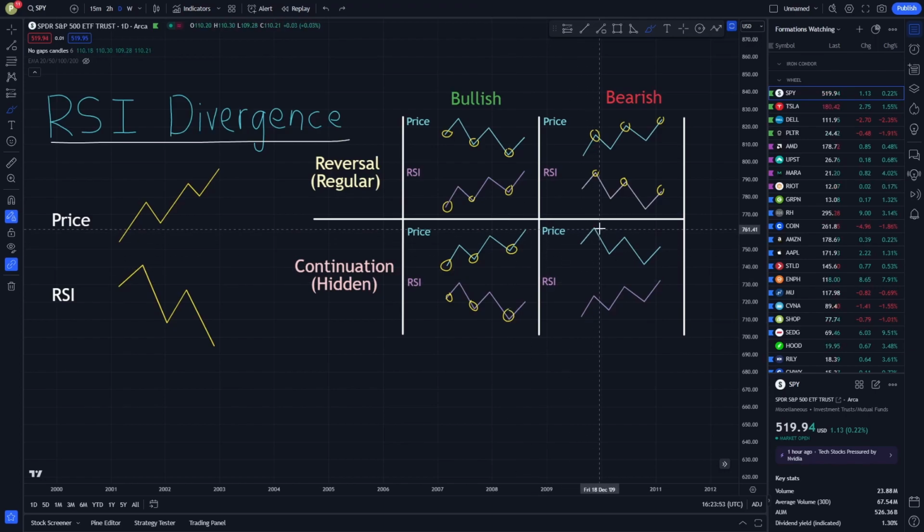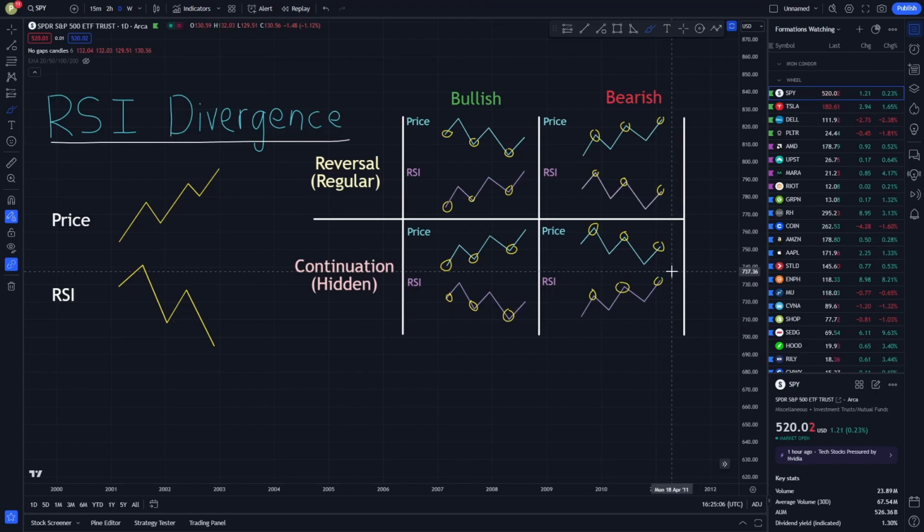A bearish continuation divergence is the opposite, when price is making lower highs while RSI is making higher highs. This means that this downward trend that we're on may continue because RSI is going higher, giving it more room before it reaches the oversold region, so both the price and the RSI have room to go to the downside.